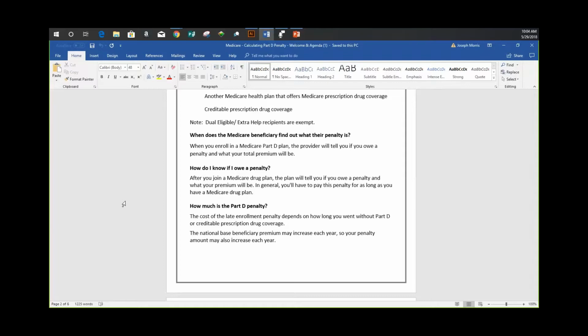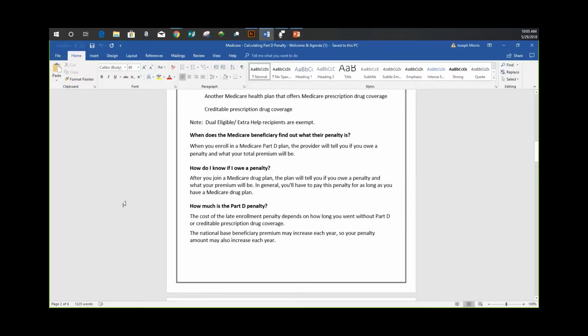So how much is the penalty? Well, the cost of the late enrollment penalty depends on how long you went without a Part D or credible prescription drug coverage. There's a national base beneficiary premium, and it could increase every year. It's a base premium, and so your penalty amount will also increase each year as the national base beneficiary premium amount changes from year to year.